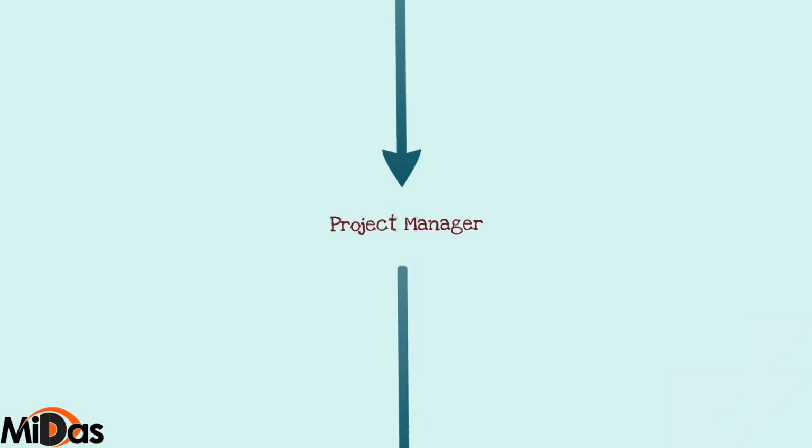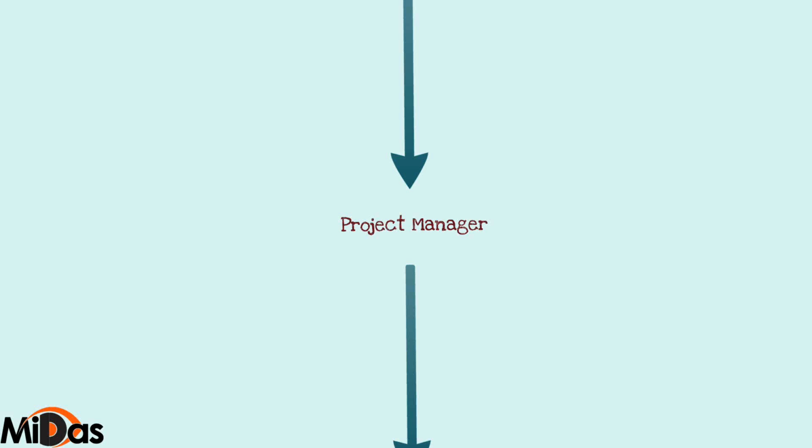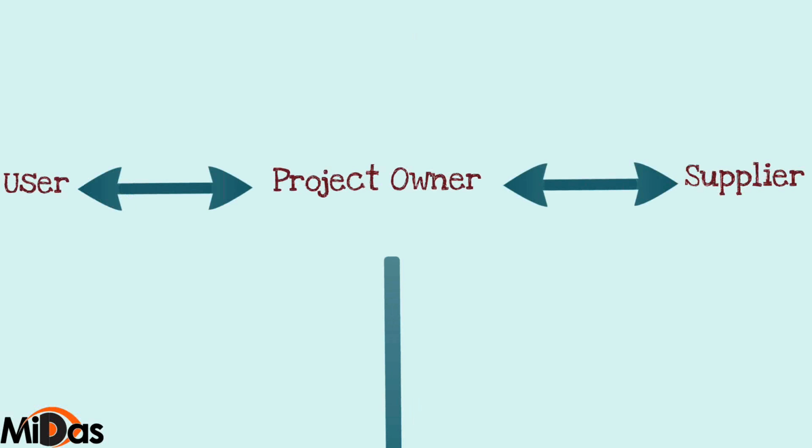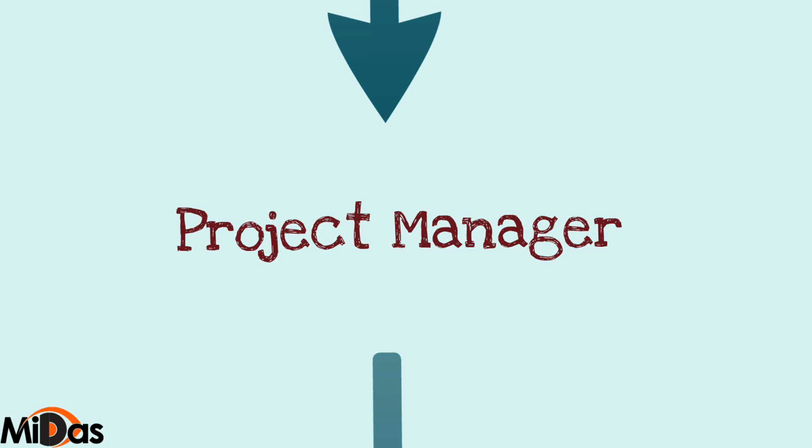Now all these three entities, the user, the project owner, and the supplier, let's say if I put them on a team, which is something called the managing board within a project, they would together talk to the project manager. The project manager would know the expectation from the user side within the managing board. He would know the business interest by talking to the project owner, and he would know the supplier interest by talking to the supplier within the project.